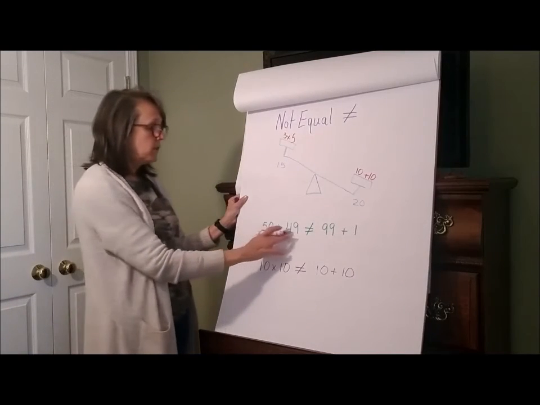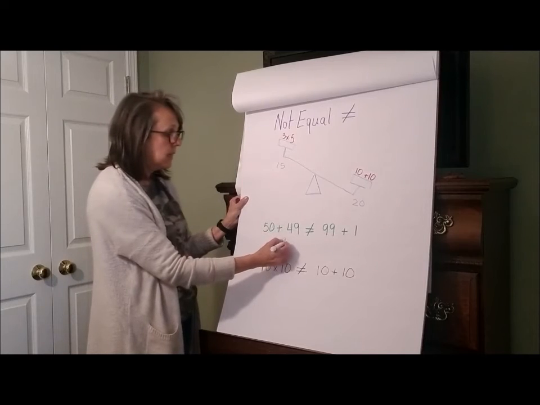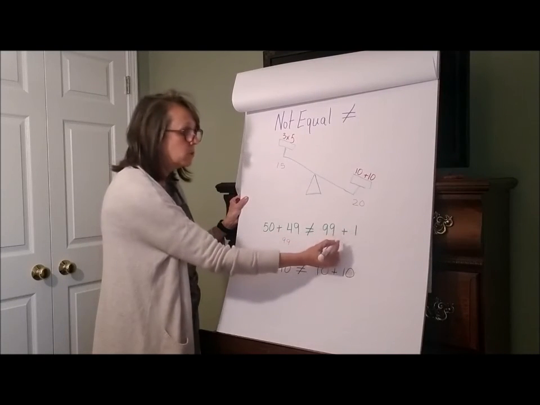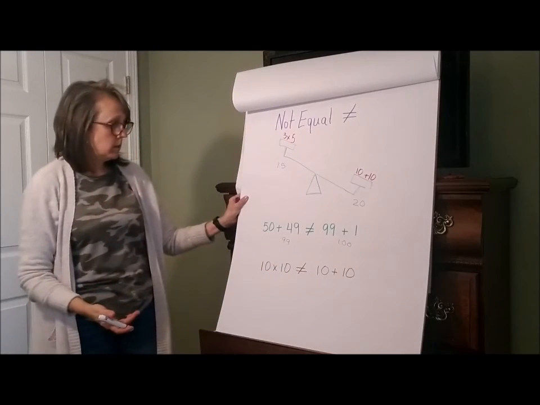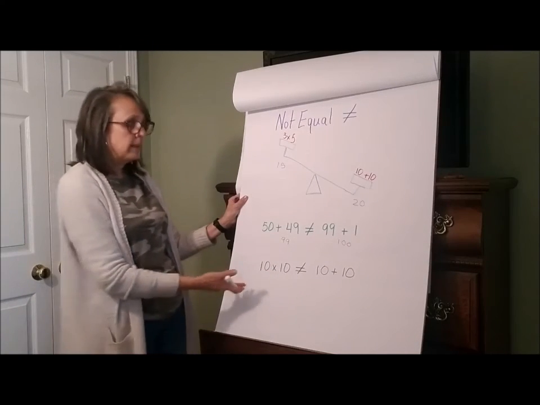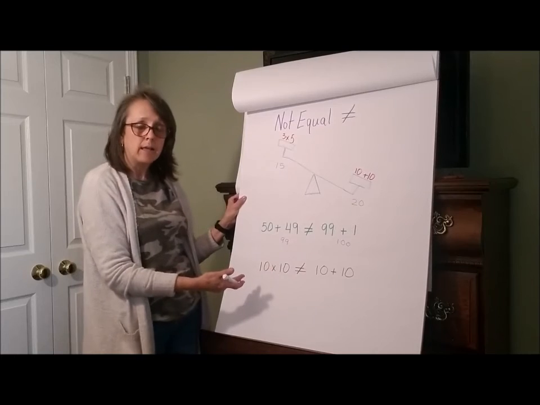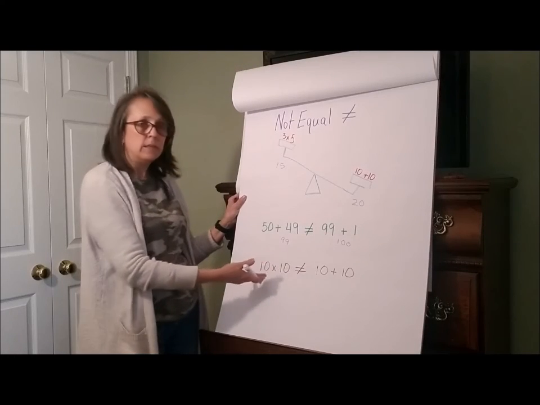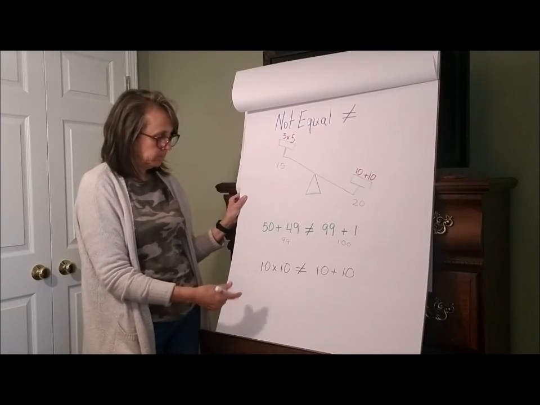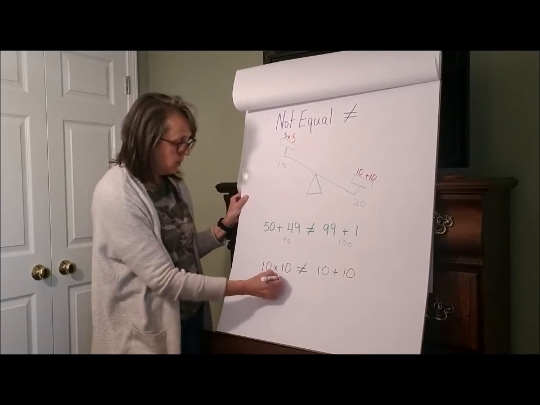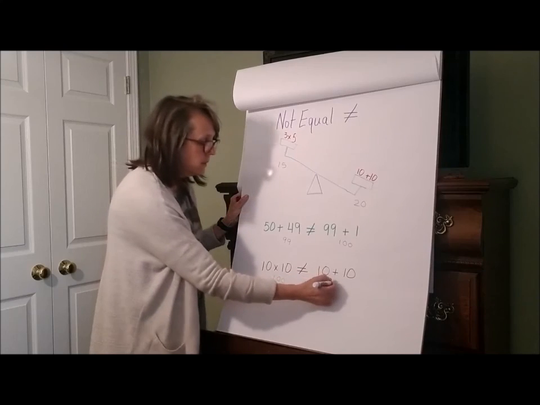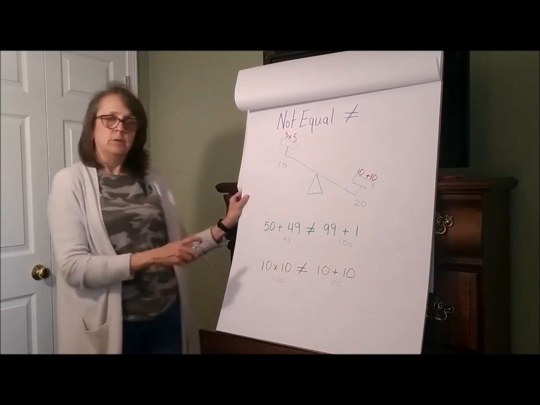Okay? 50 plus 49 is 99. 99 plus 1 is 100. Those are not equal. Okay? And then you solve the last one and you determine why. And I'll pause while you determine why these are not equal. All right? 10 times 10 is 100. 10 plus 10 is 20. So those are not equal.